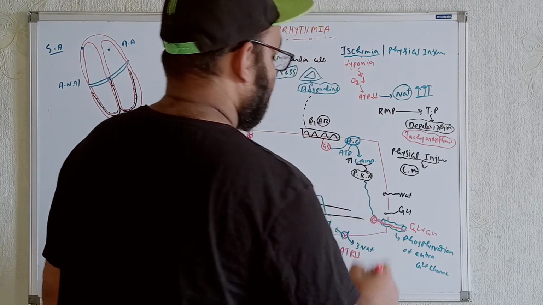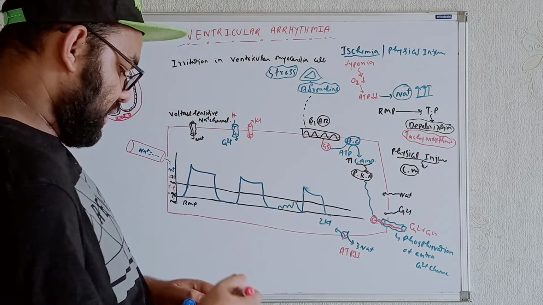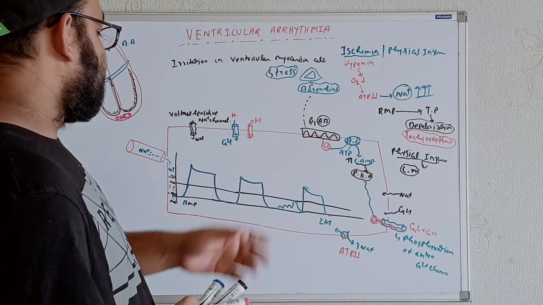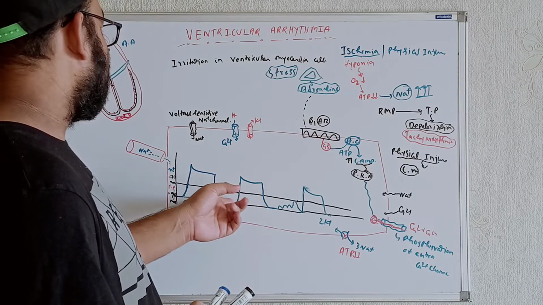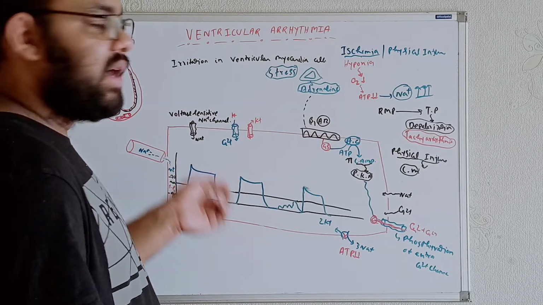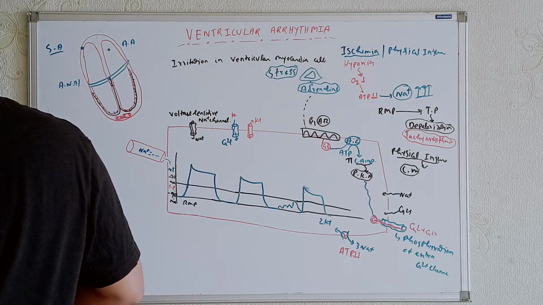Whenever we get more calcium influx within the cells, definitely try to understand, again we will see the resting membrane potential easily touch the threshold potential. Again, we will get the depolarization.